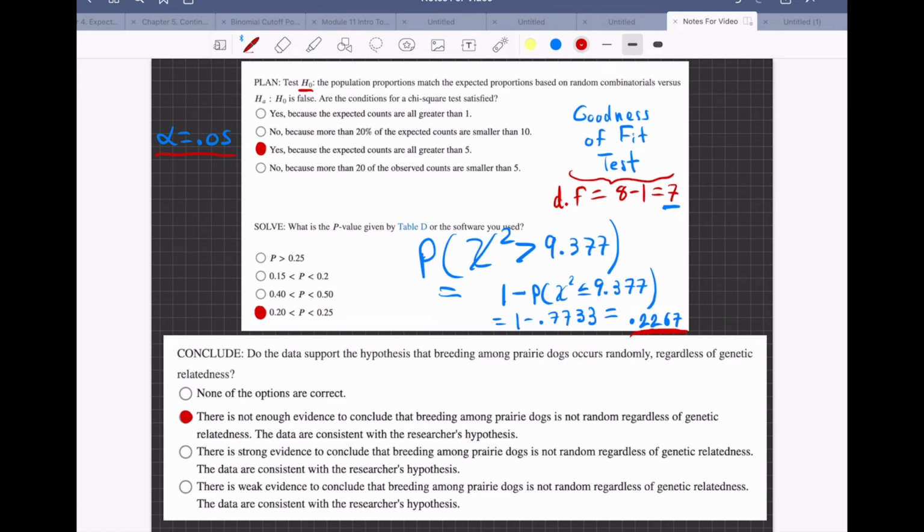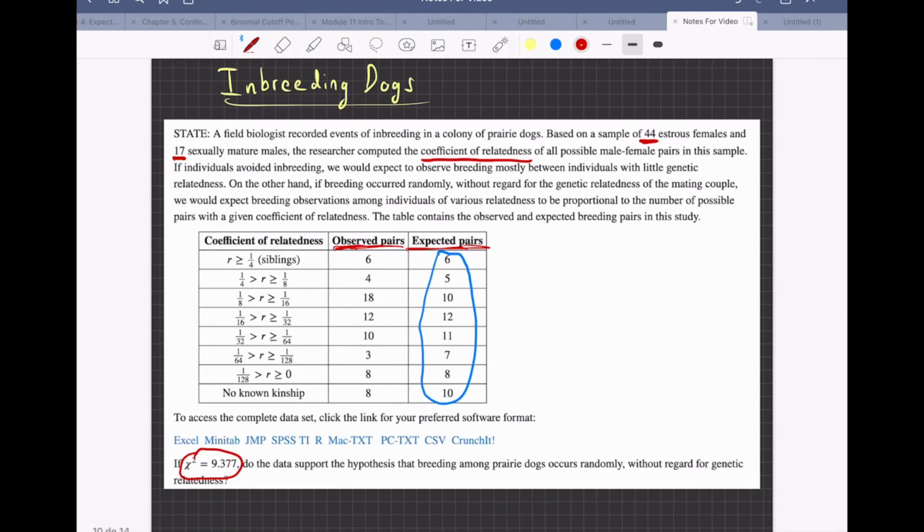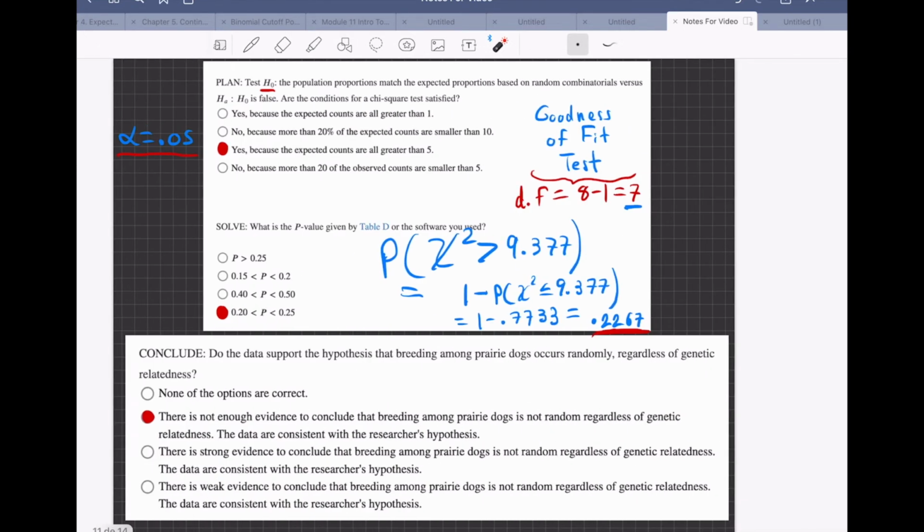The data are consistent with the researcher's hypothesis, so the expected pairs is this one. I mean, the expected pairs or the distribution is supposed to be correct. That is what we are saying here.